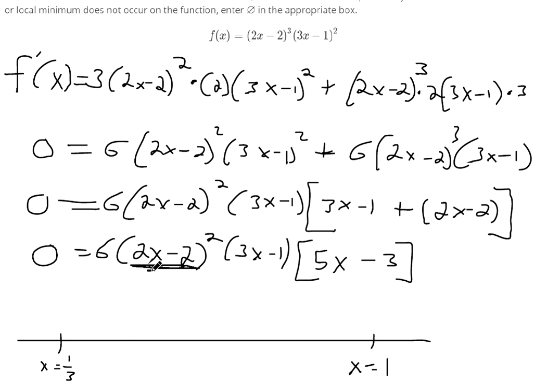So this one, if you set it equal to 0, then x equals 1 would make this whole right side equal 0. Here, if you set x equal to 1/3, then this whole thing becomes 0. And then here, if you set x equal to 3/5, that makes the whole thing equal 0.